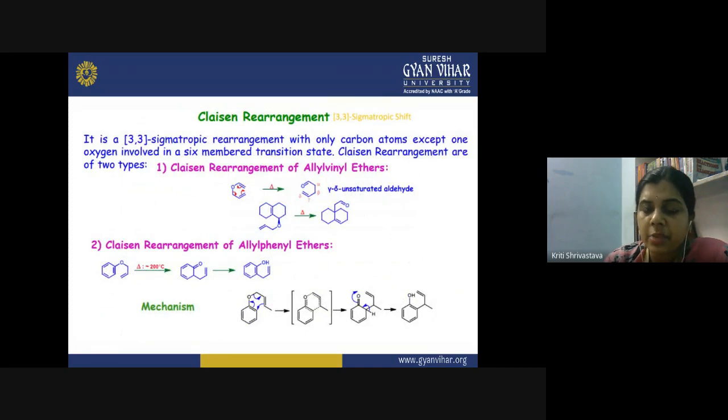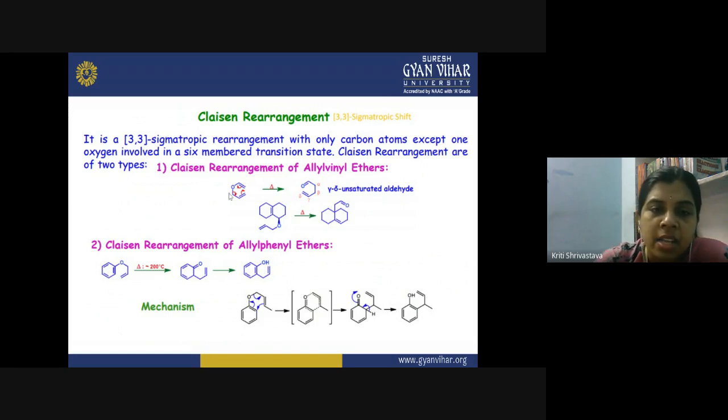The Claisen rearrangement is also a 3,3 sigmatropic shift. It is a type of pericyclic reaction, simply characterized by the shifting of a sigma bond from one position to the other. When this type of shifting involves a heteroatom, then you call it the Claisen rearrangement. So basically, you have an aryl allyl ether involved in this case, and finally you get the gamma,delta-unsaturated aldehyde as a result of the Claisen rearrangement. So this is a 3,3 sigmatropic rearrangement.